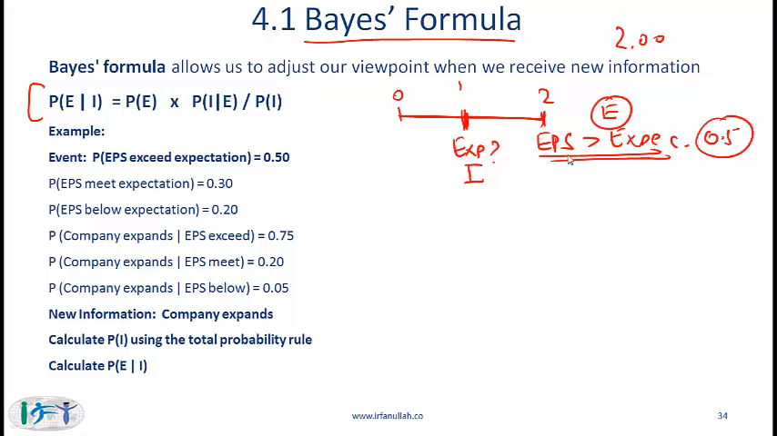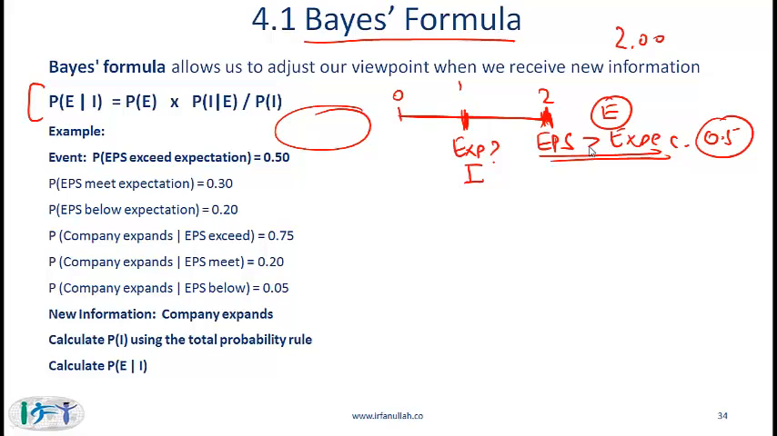Notice that the earnings per share number is known to management earlier. What is only happening here is the announcement. You as an analyst don't know what the earnings per share will be, but you are using information such as company announcements to come up with a probability of whether the earnings per share will exceed expectation or not.